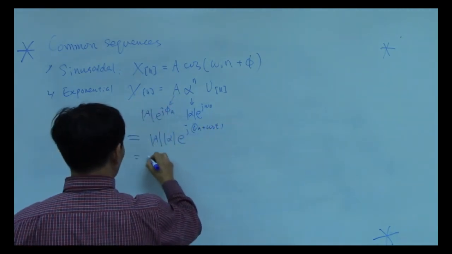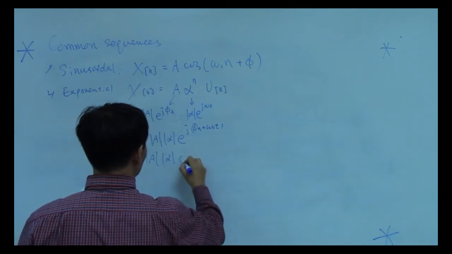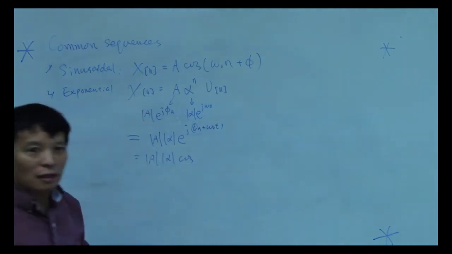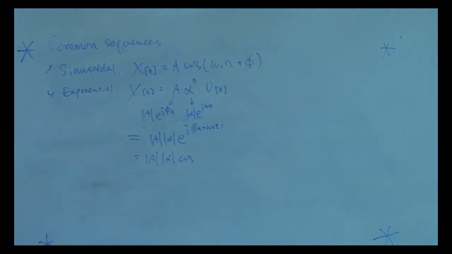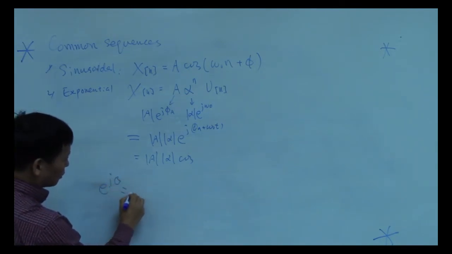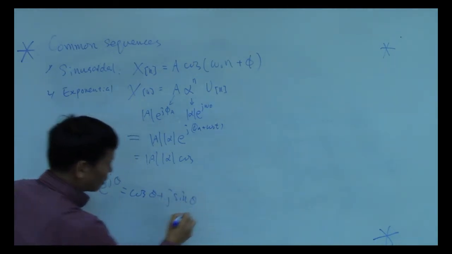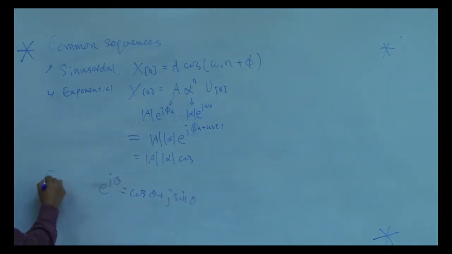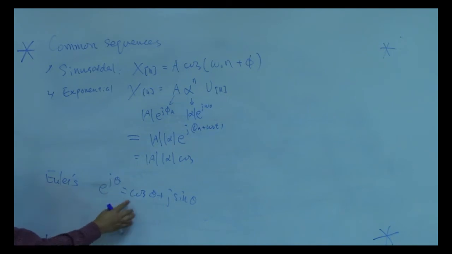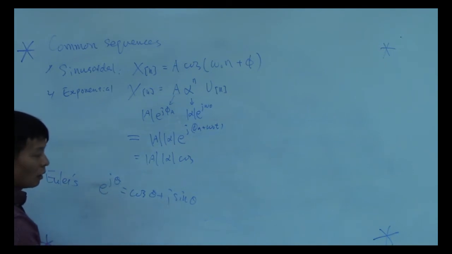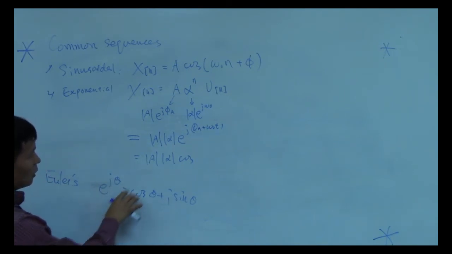But we are going to write it into two sequences using Euler's identity. We mentioned this, right? Euler's identity: e to the j theta equals cosine theta plus j times sine theta. This one is always equal to this. And we will use this identity here.